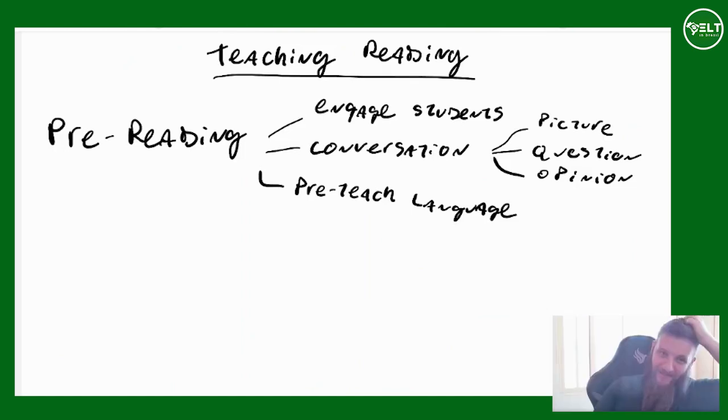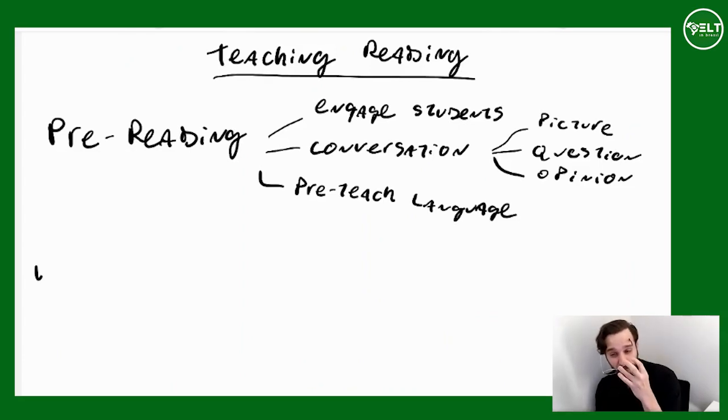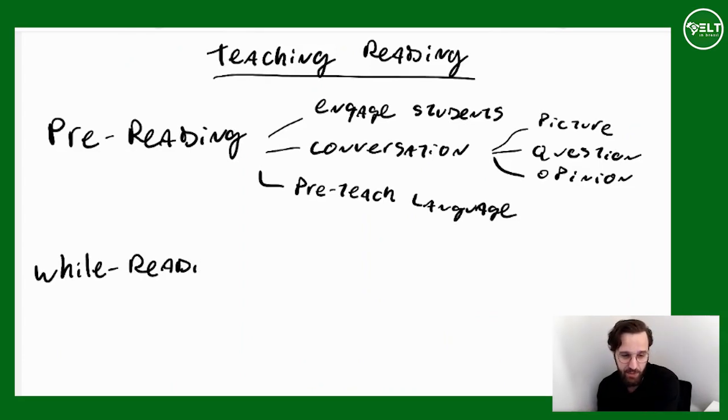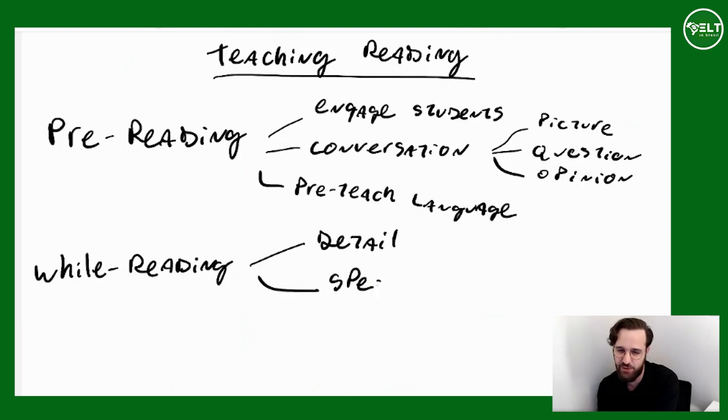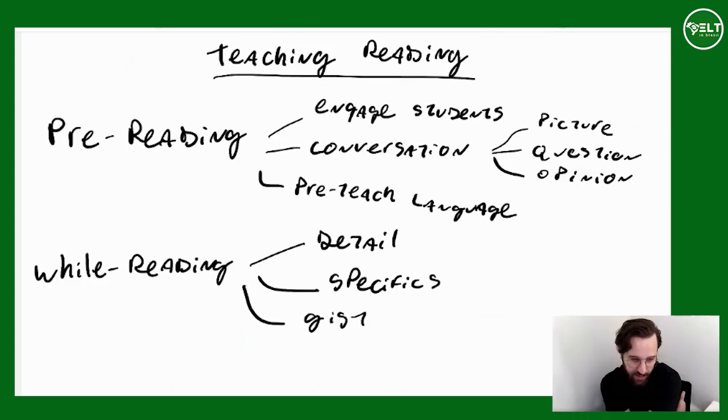And then we'll move on to while reading, and while reading can be split into parts. You have detail and specifics. The specifics would probably come first, right, Bruno? Do you agree with me that specifics is usually first? I'll give you a very simple example of specific. We have gist too, right? Yes, of course. Yeah, but I mean, gist will be the first, probably, then specifics, and then details.